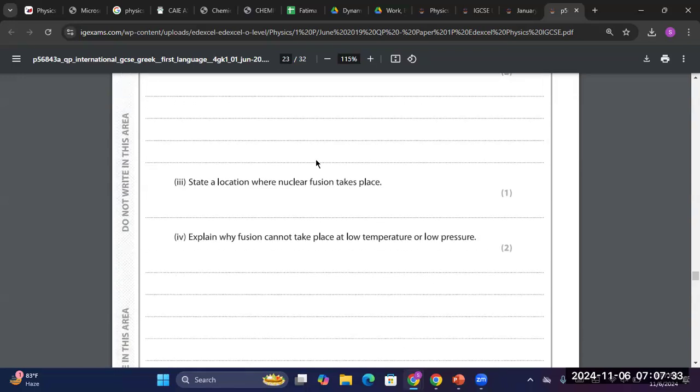State a location where nuclear fusion takes place. Shreya, where does nuclear fusion take place? Okay. Viraj, do you remember where nuclear fusion takes place?